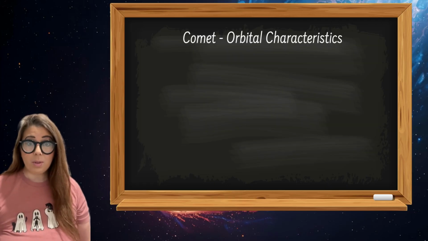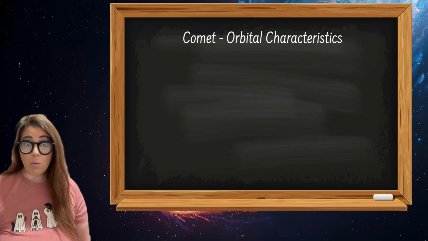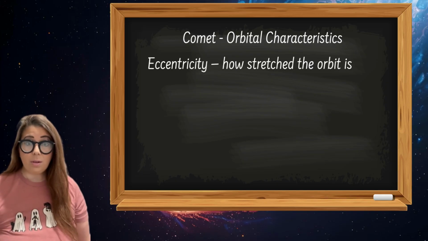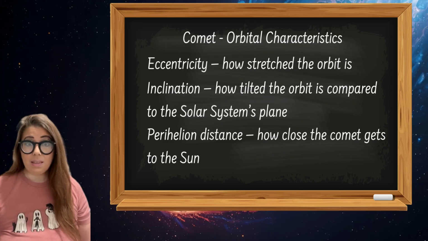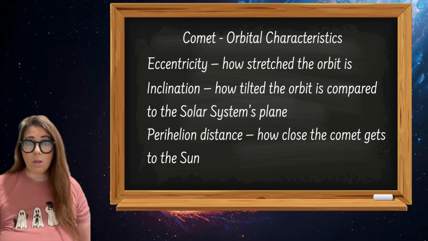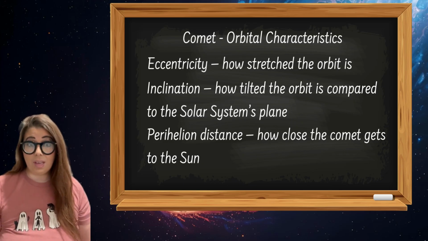So for comets in particular, we'll observe three key features that play a role within my analysis. First, I'm going to look at eccentricity, which is how stretched the orbit is, inclination, how tilted the orbit is compared to the solar system's plane, and perihelion distance. So that's how close the comet is going to get to the sun.